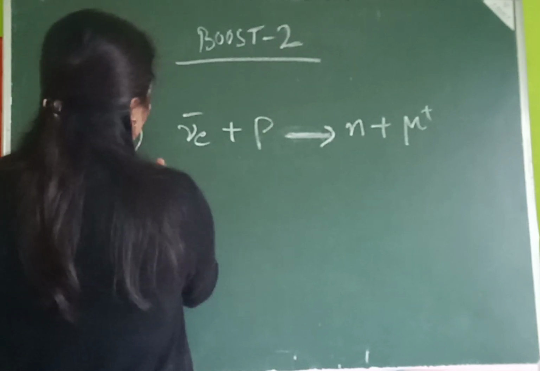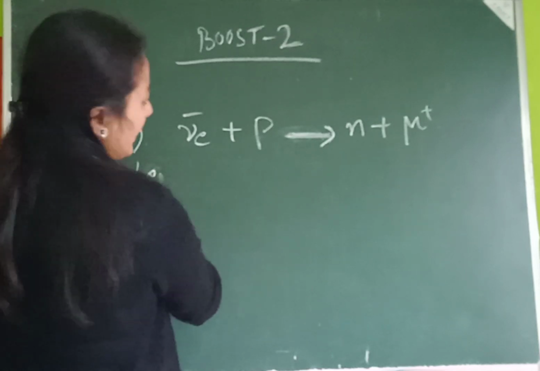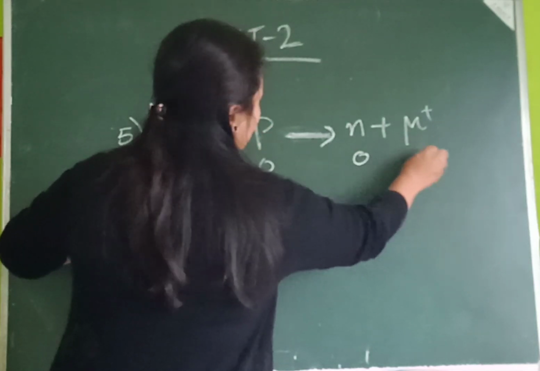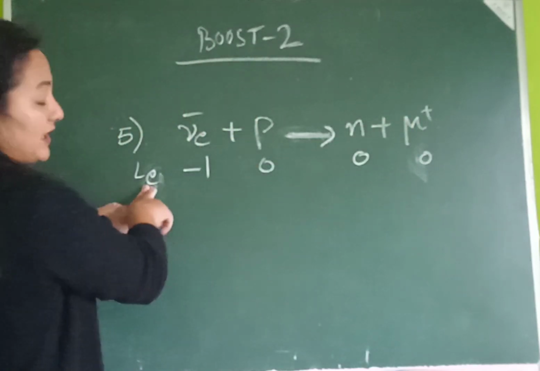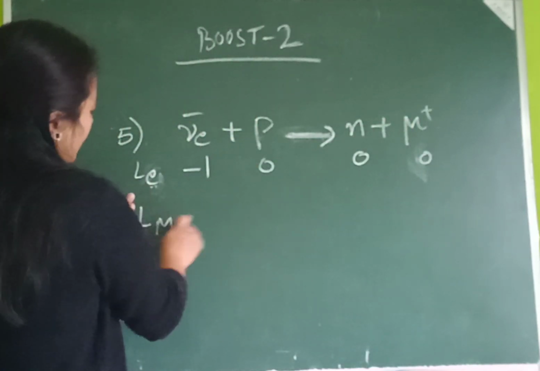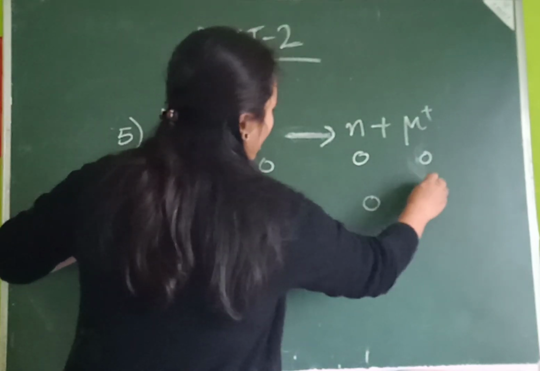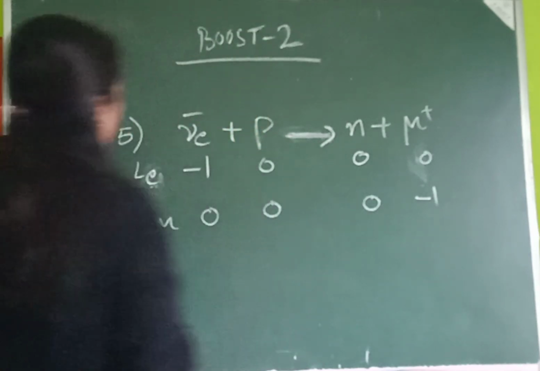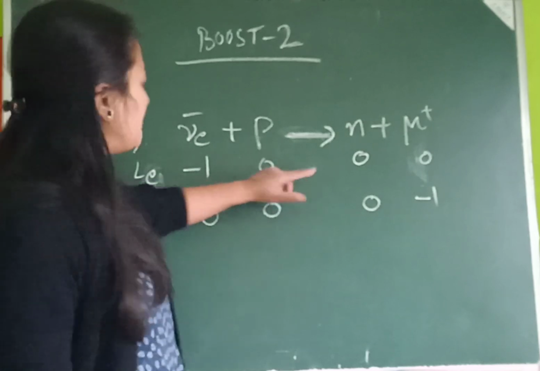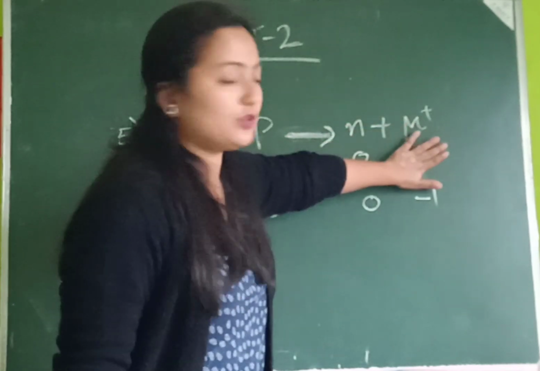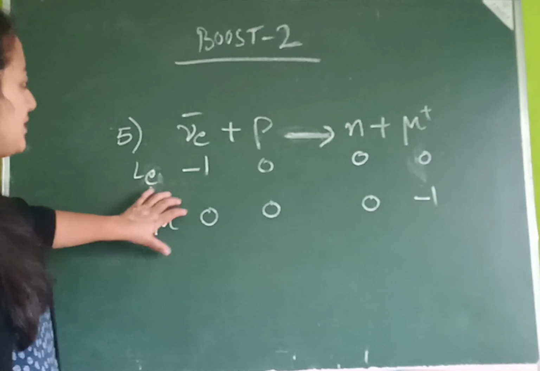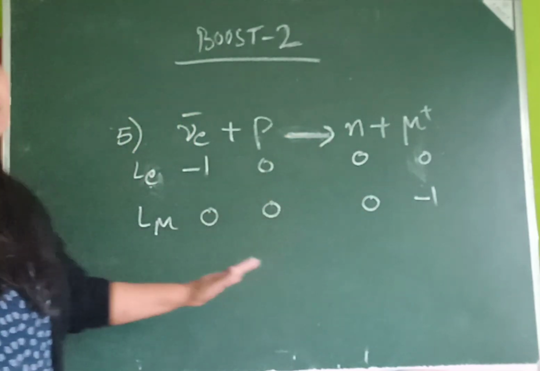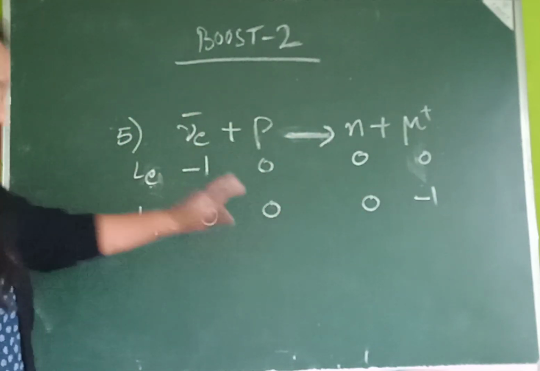For instance, here let me just do for Le. Le is here -1, 0, 0 and 0 because it's a muon, right? And I'm checking electron lepton number, and L mu is 0, 0 and it is mu plus, so it is -1. Okay. So I see here that my electron lepton number is not conserved. It is -1 this side and it is 0 on the other side. And my muon lepton number is 0 on this side and it is -1 on this side. So via lepton number conservation, this interaction is forbidden.